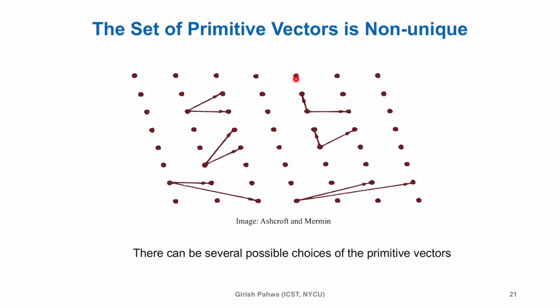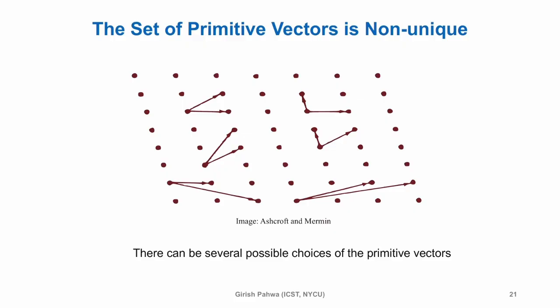I'm not sure whether they are primitive vectors or not. So what will I do then? I will do the area test. It must pass the area test also. The area must remain the same. So all of these, if you see the area formed by these, it will remain the same. So the set of primitive vectors is a non-unique set.